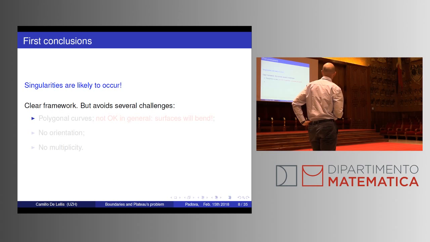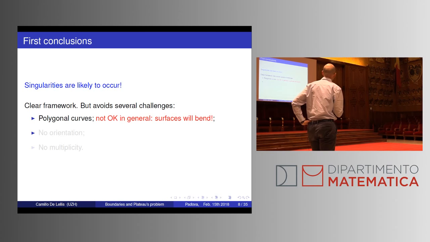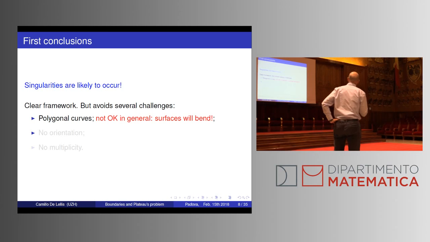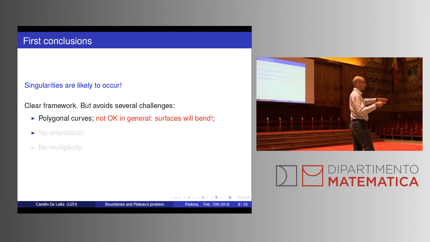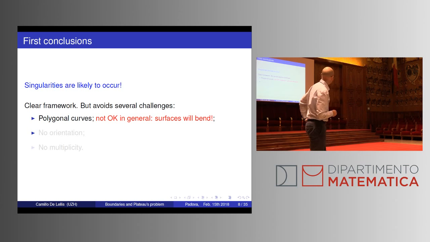Of course, the first thing that you see is that it's using polygonal curves. That will not be okay in general. If you're looking at two-dimensional surfaces which span a wire, you will immediately realize, if you just make very few experiments, that you will not get polygonal surfaces. You will actually get surfaces which bend. So the higher dimensional case is certainly much more complicated.